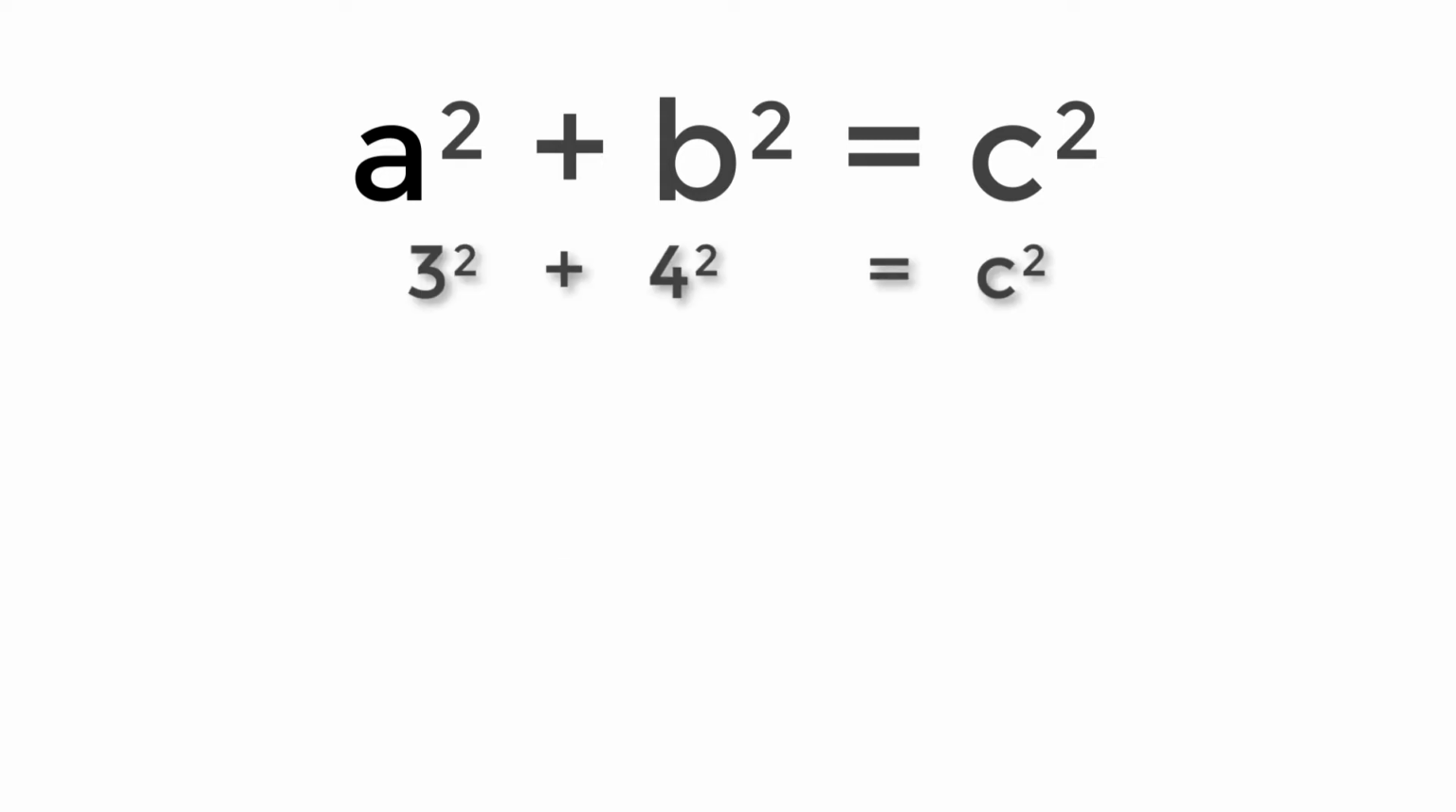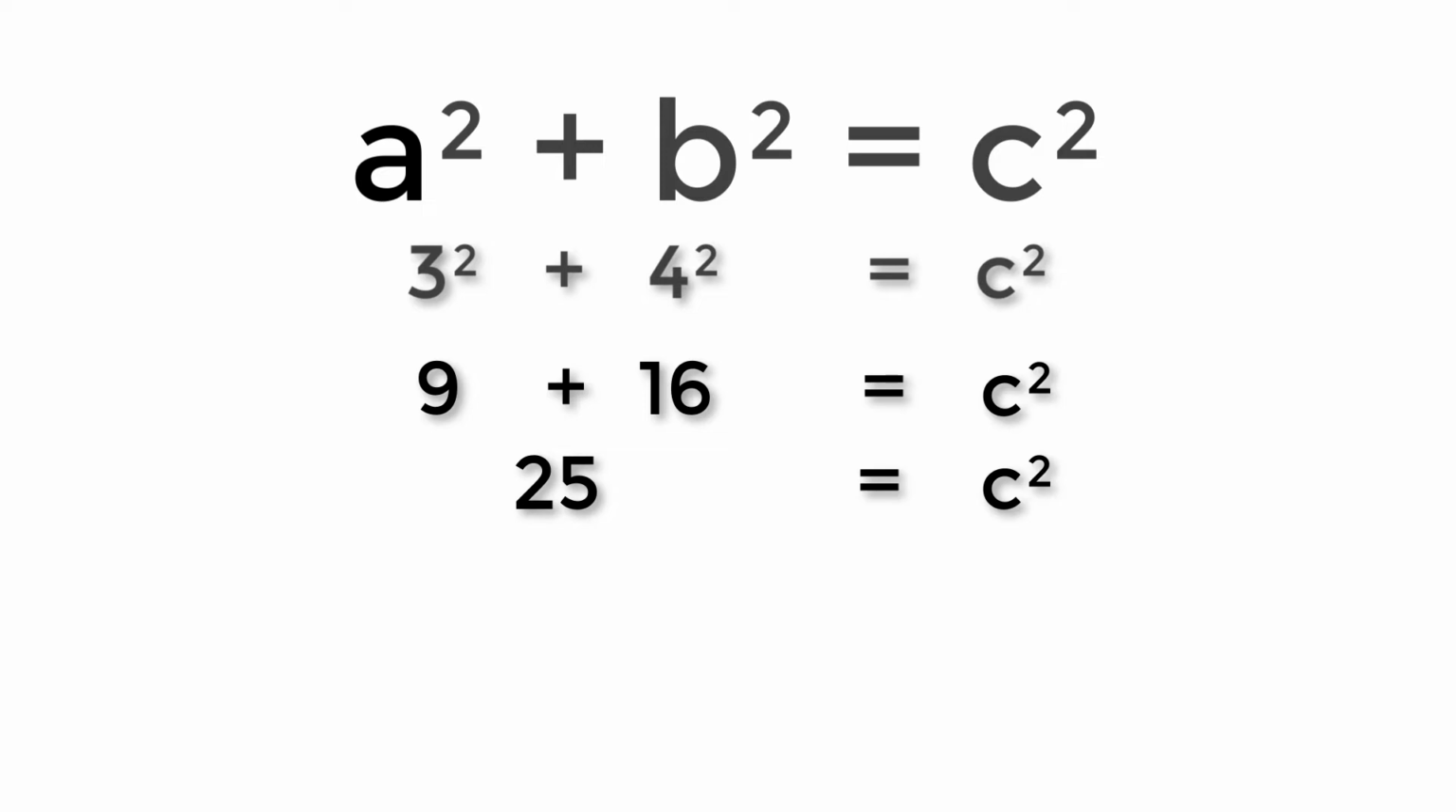3 squared, or 3 times 3, is 9. 4 squared is 16. 9 plus 16 equals 25, but 25 is c squared, not c, our missing variable. The square root of 25 is 5, so c must equal 5. Now let's see where the equation comes from.